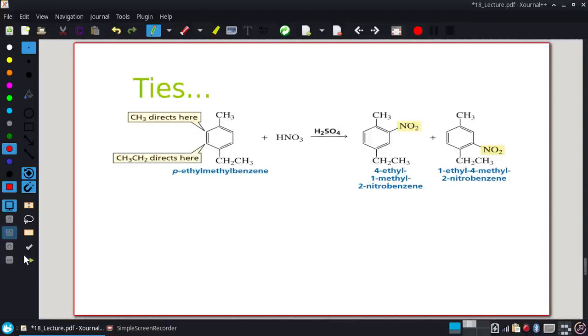Now when they do have ties, and it does happen, so methyl and an ethyl group, neither one of them necessarily activate more than the other. So both of those are ortho directors to the ortho substitutions to their locations. And you end up seeing both those products. Now, I didn't see both orthos to the methyl because they're technically the same. And same with the nitro group on the other one, the ethyl.